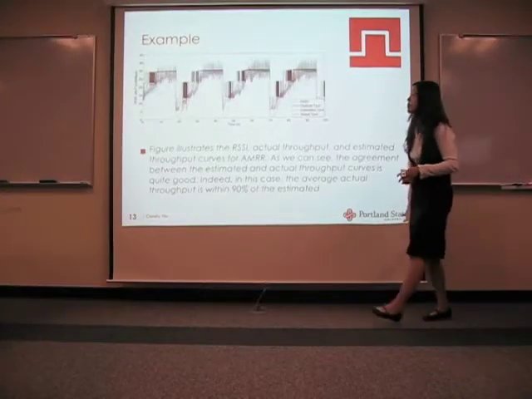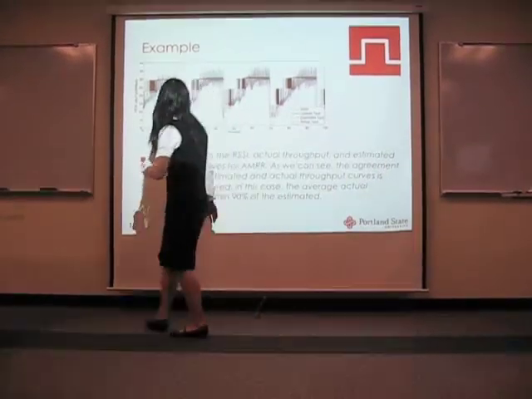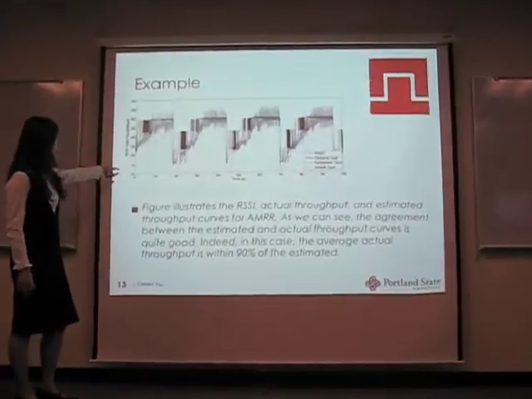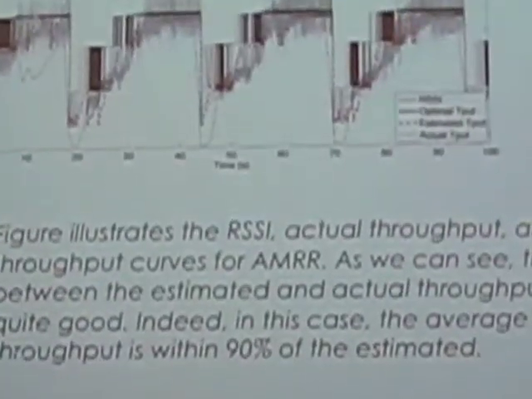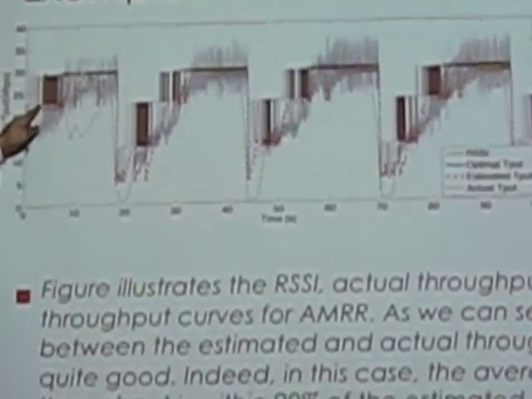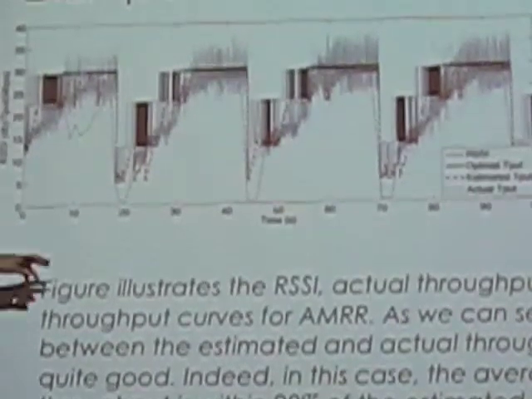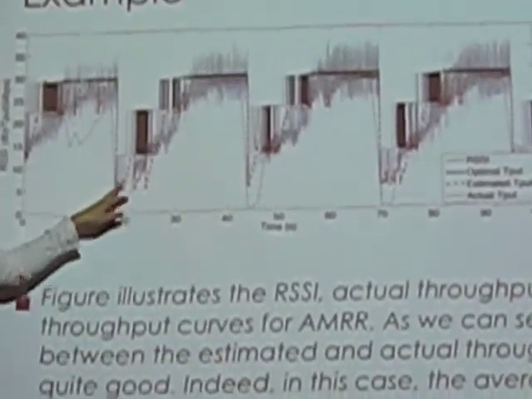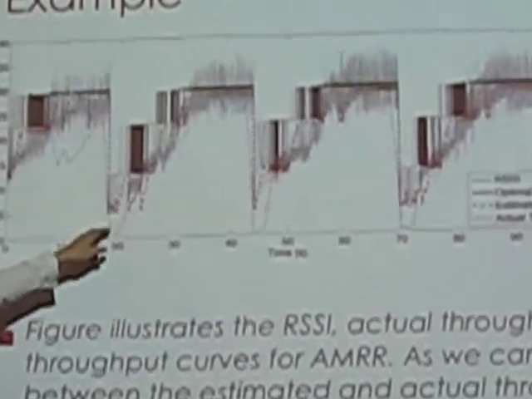So this is one of the examples in a RAM model. The gray is our RSSI, the black is the optimal throughput, the red is the estimated throughput, and the dotted blue one is the actual throughput. As you can see, the estimated throughput is very close to the actual throughput in our model, and in fact it's 90% accurate.